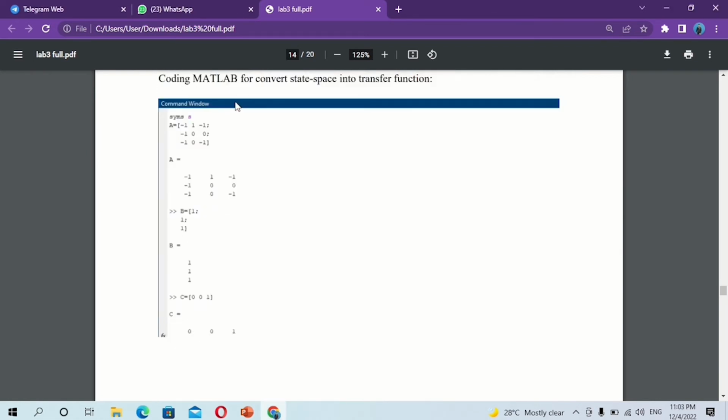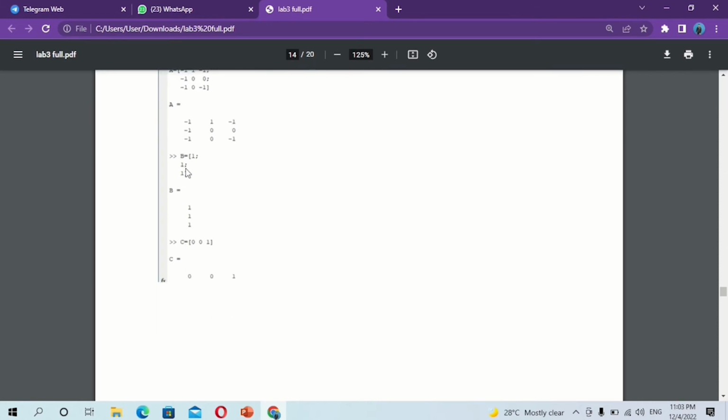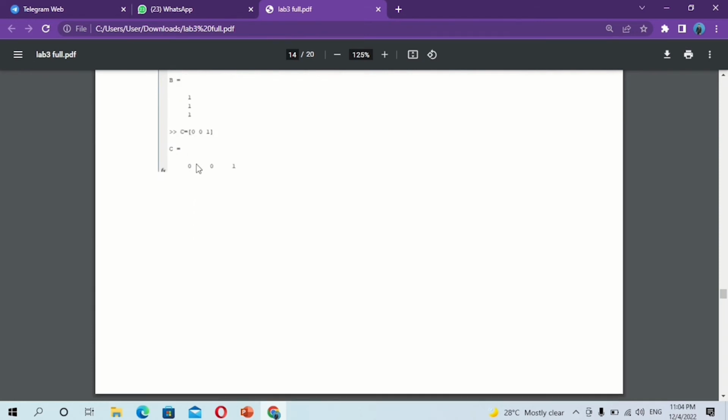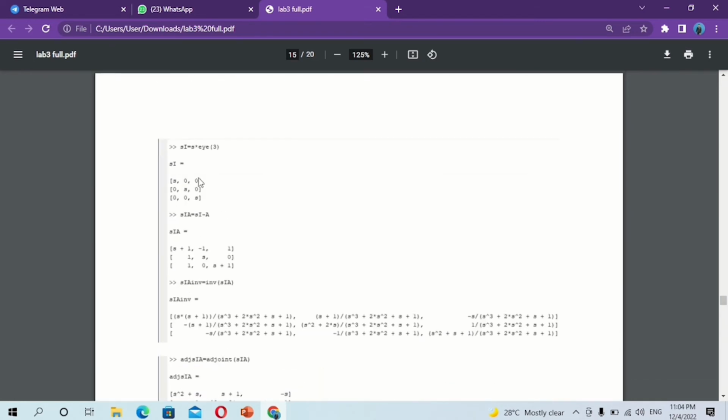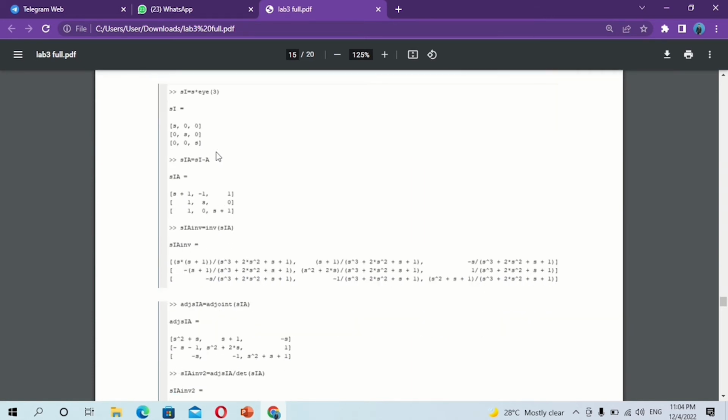In the MATLAB code, in the first line, we need to declare the variable, for which we use syms s. We also need to declare the variables for matrix A, matrix B, and matrix C. In this case, matrix D is equal to 0, so we don't have to declare it in this MATLAB code. Next, we declare sI equal to s multiplied by I3, since in this case we use a 3 by 3 matrix. After we run this code, we get the s identity matrix as this matrix. Next, we declare SIA equal to the s identity matrix minus A, and after we run this code, we get this matrix.